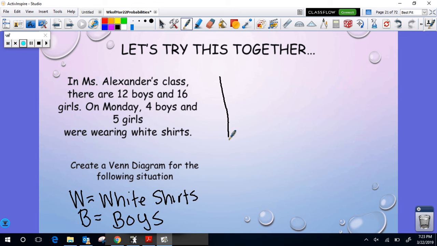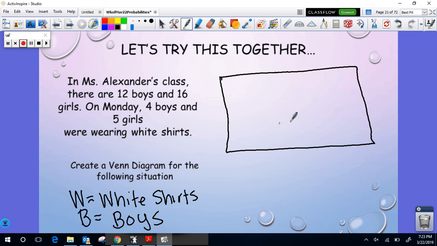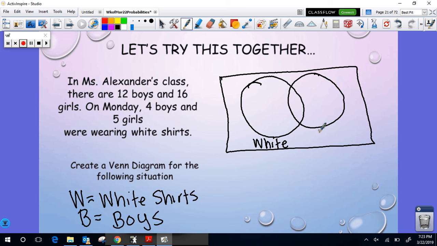So I'm going to draw my Venn diagram, and this is called my universal set. Everything goes in this space, and I'm going to have my two circles, and in this course we really deal with just two. When you get in other courses you'll probably deal with more. I'm going to call this the white shirts and this the boys, and it tells me that 9 kids have on white shirts on Monday. So I'm going to put 5 here for the girls and 4 because boys and white shirts overlap right here.